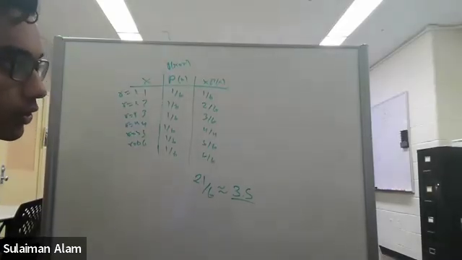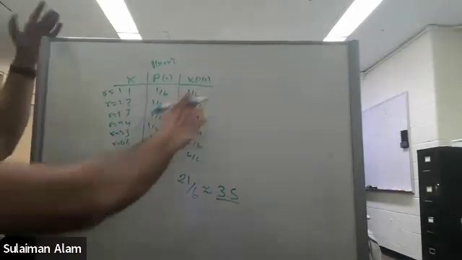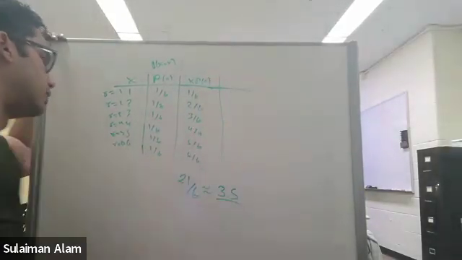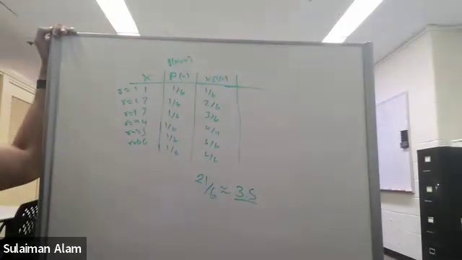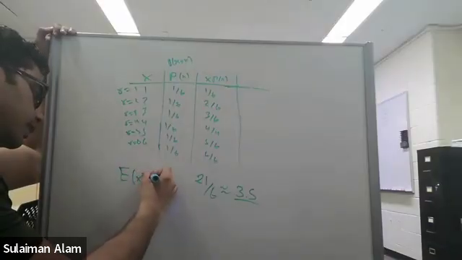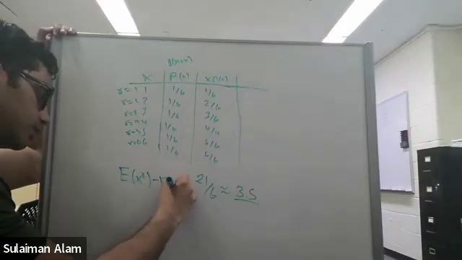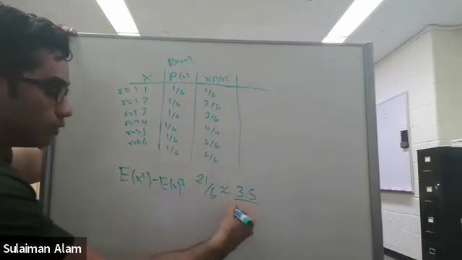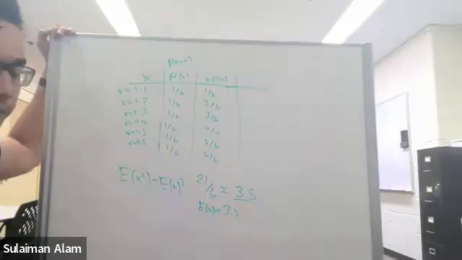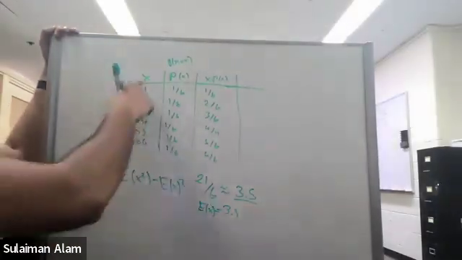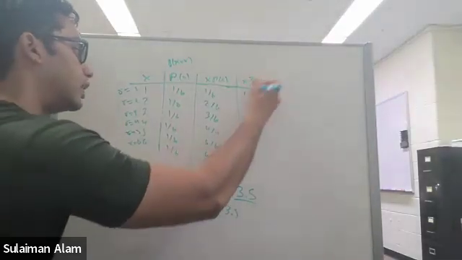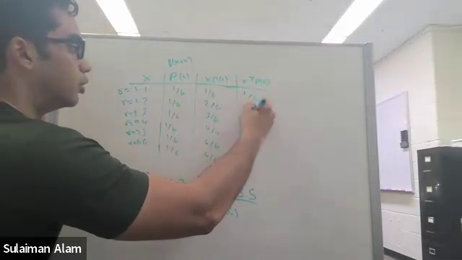And variance, this is why I like this table, because it helps with variance. The formula for variance is E of x squared minus E of x, squared. So we know E of x is 3.5, right? If you want E of x squared, you just multiply x times this, so it's x squared times 1/6.